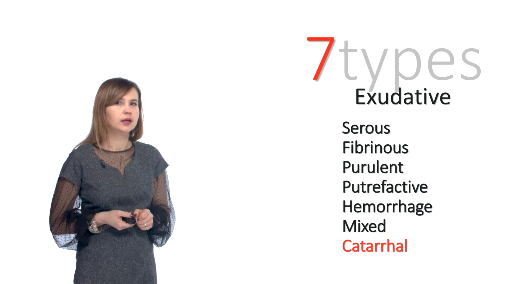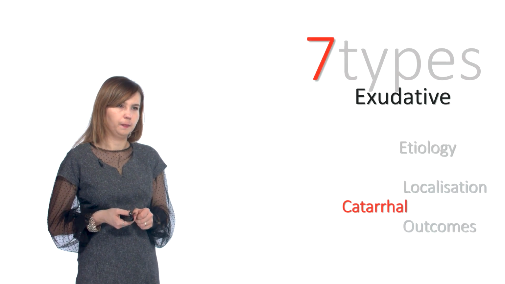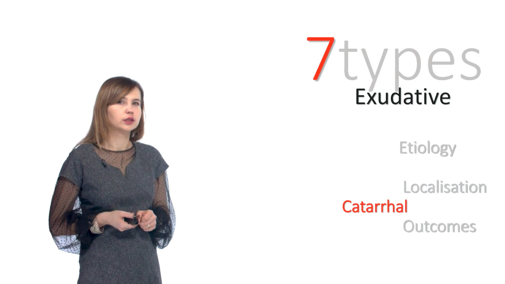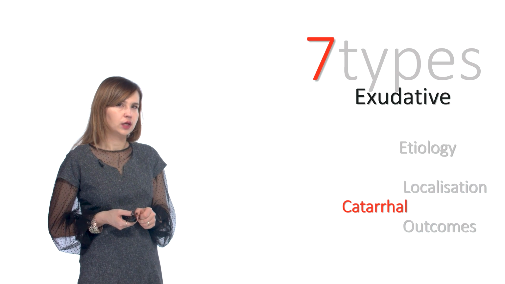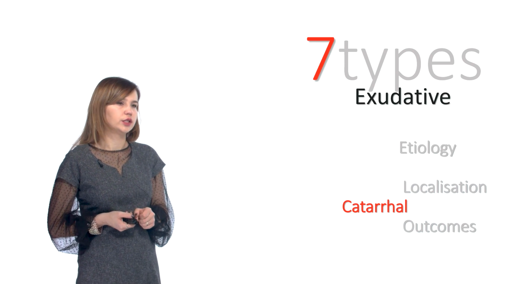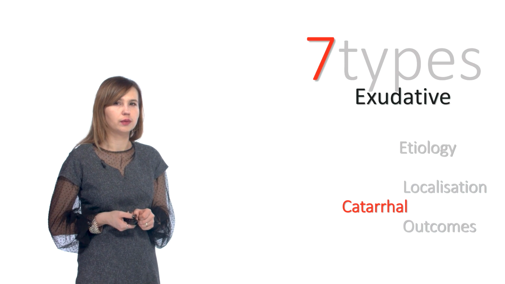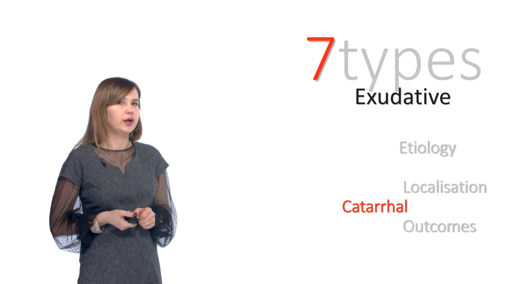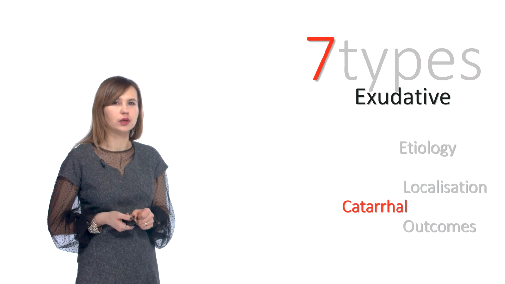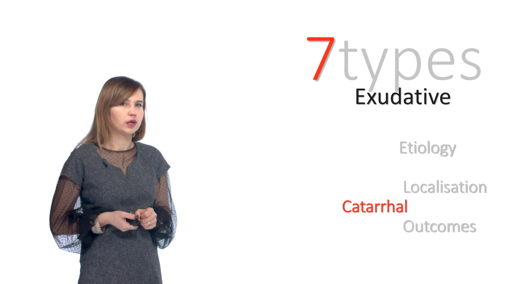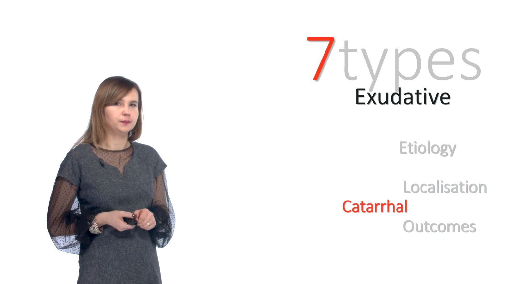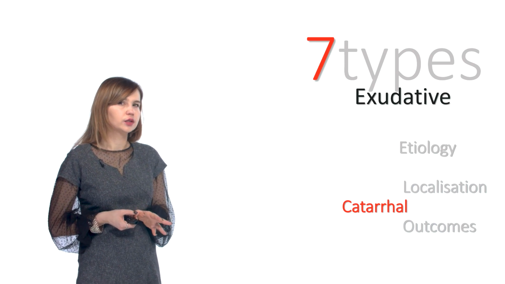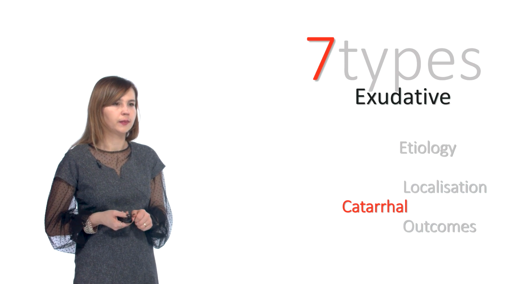Catarrhal inflammation. Etiology of catarrhal inflammation: bacterial and viral infection, allergic reaction, effect of chemical and thermal factors, endogenous toxins. Localization: it develops in the mucous membranes and is characterized by exudate leaking from the mucous surface. A distinctive feature of catarrhal inflammation is an admixture of mucus to any exudate. Outcomes as usual are favorable. Chronic catarrhal inflammation may lead to atrophy or hypertrophy of the mucosa.